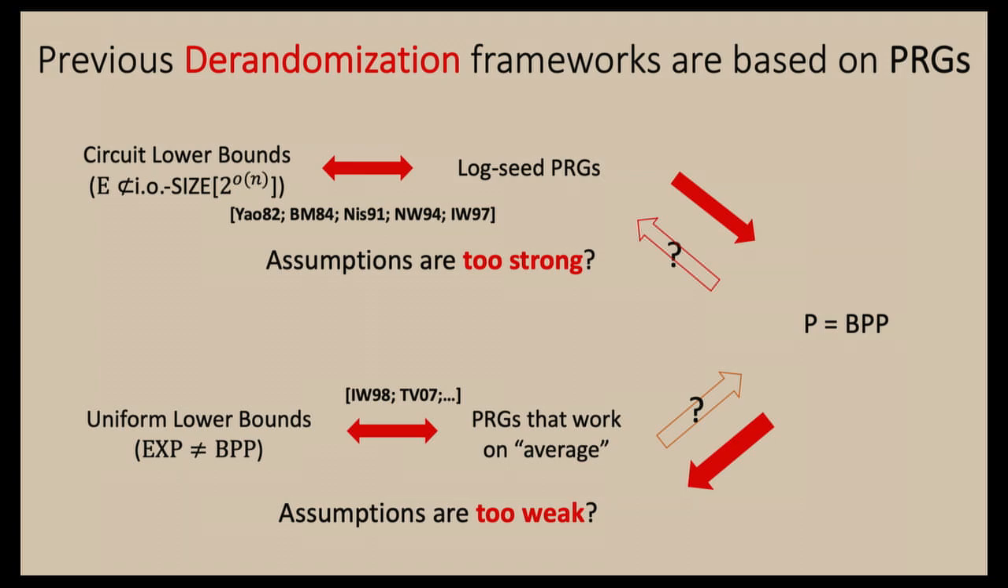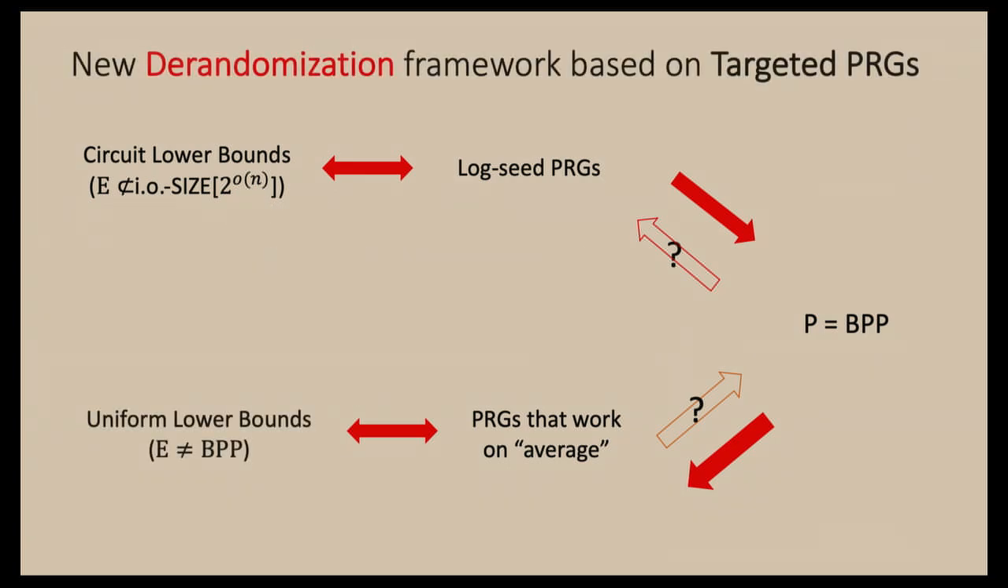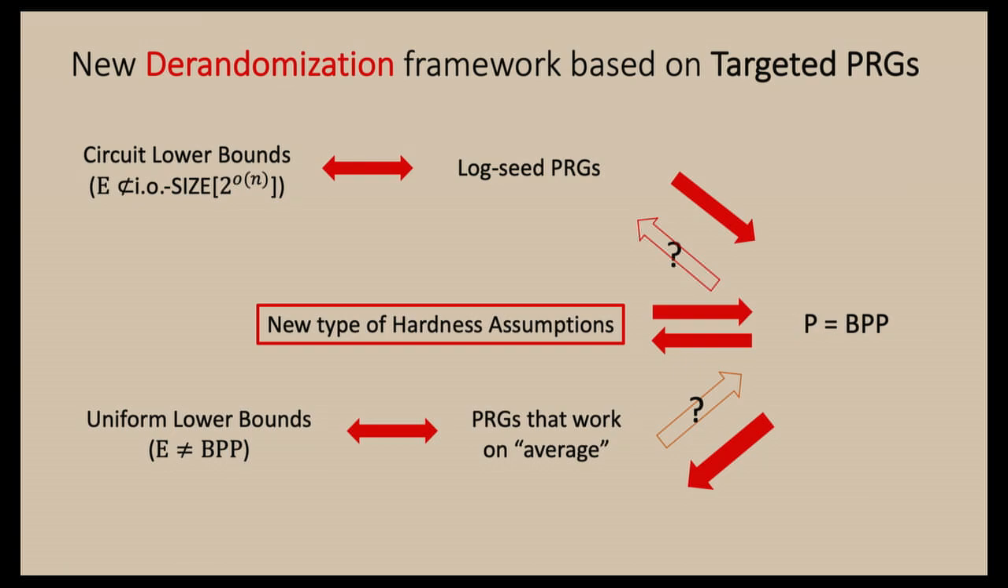So as you can see, there's something missing in this picture, and that's exactly what I want to talk about. In this work, we give a new type of hardness assumption, which seems to fit the theme better by actually having two-way connections. Any questions? OK, I'll keep going. Just feel free to interrupt me if I'm speaking too quickly.